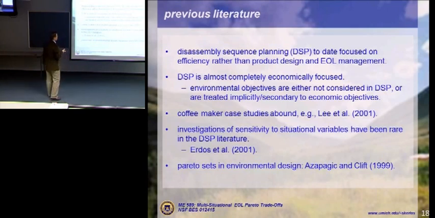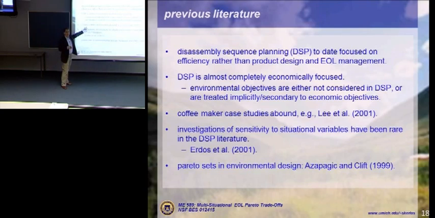So what this work that I'm going to present here does is it actually looks at trade-offs between economics and the environment. This is our environmental sustainability case we've been talking about all term. So we're incorporating economic and environmental objectives together. It's a multi-objective optimization problem, for those of you who know what that means.